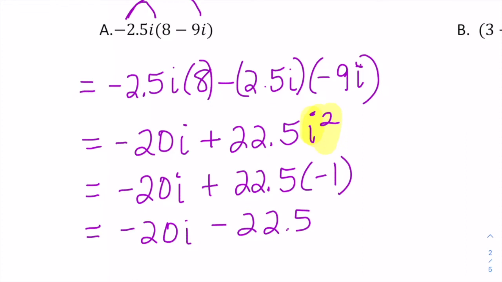We have to write it as a plus bi. The imaginary part needs to come last. So I'm just going to rewrite them. So it's negative 22.5 will be first, and then minus 20i.